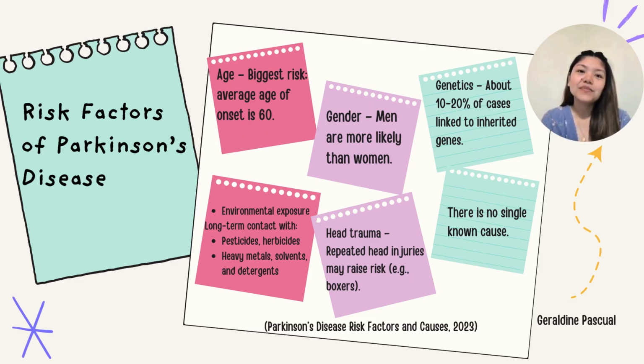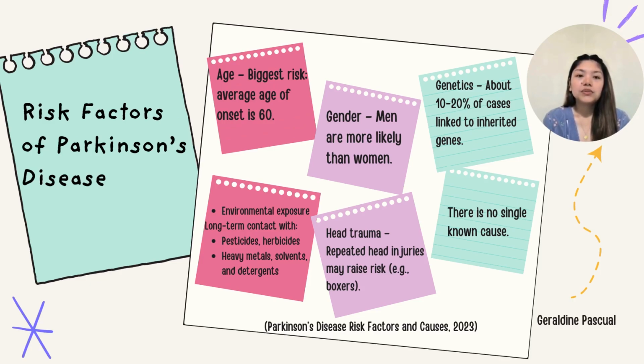There are also many risk factors. The biggest one is age. Most people are over 60 years old. Men have a slightly higher risk. Having a close relative with Parkinson's can double your chances. Being exposed to certain chemicals over time, like in farming or factories, may also increase the risk. Head injuries, like repeated hits to the head in sports, may also play a part.